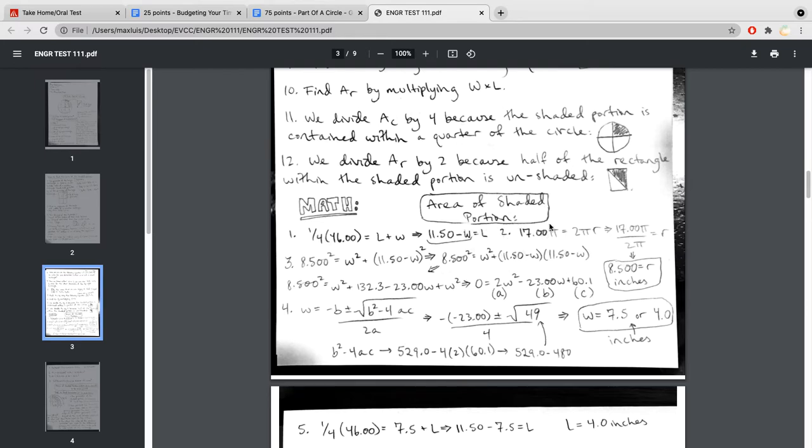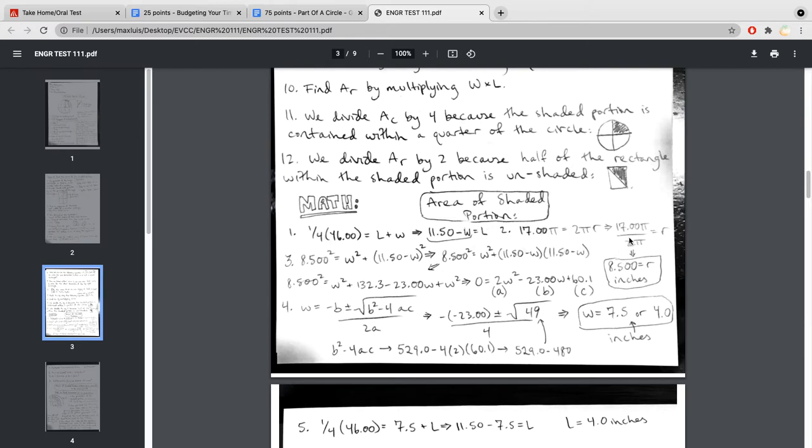Now we go on to step 2, which is, what are we trying to do here? We're trying to find the radius. So we have 17.00 pi, which is the circumference of the circle, is equal to 2 pi r. Divide 17 pi by 2 pi, and you get the radius, which is 8.500 inches.